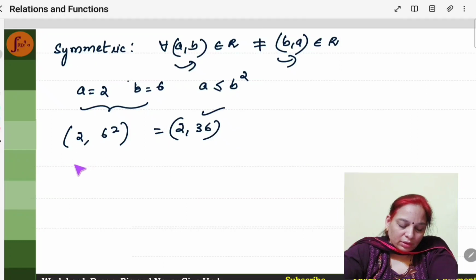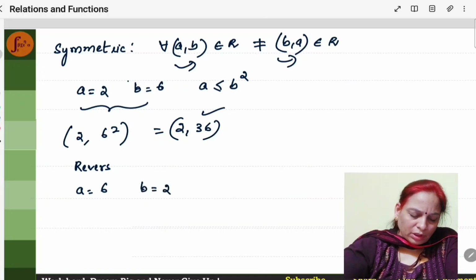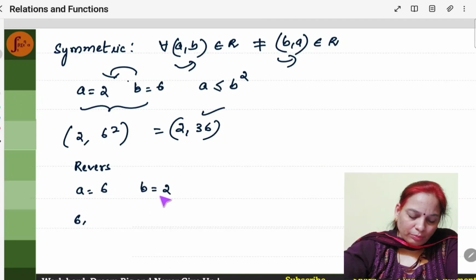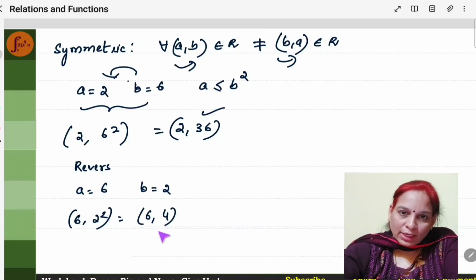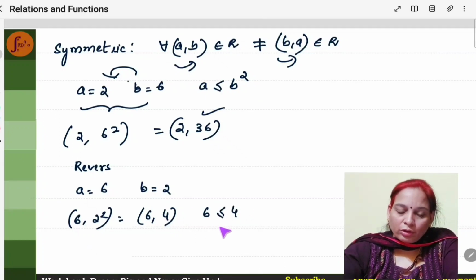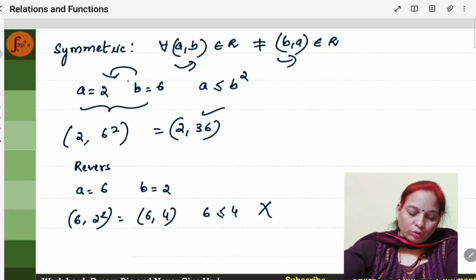Now, I'll reverse this. For symmetric, I should reverse, right? So, I'll take A is equal to 6 and B as 2. I'm reversing this, right? So, what will happen? It will be 6, B square. B square is 2 square, which is 6, 4. Now, you check if it satisfies the relation. What is the relation? A less than or equal to B square. That means 6 less than or equal to B square, which is 4. Is 6 less than or equal to 4? No, right? So, we say it is not symmetric.